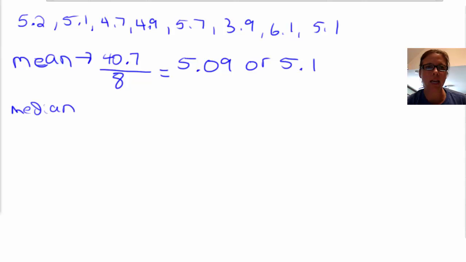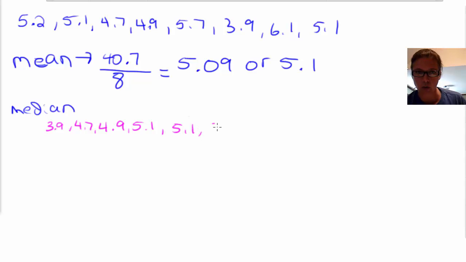Okay, the median. With the median, they need to be in order. So you've got to write them in order. So 3.9, 4.7. It helps just to write them in order to start. When you look at it in your book and you write it down, I would just write them in order to start, and then go back and count and make sure you wrote them all. A lot of times people get them wrong because they didn't write them all down.